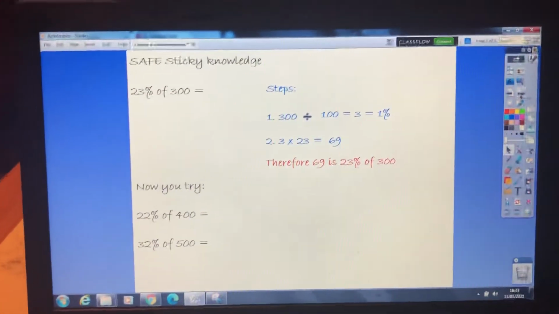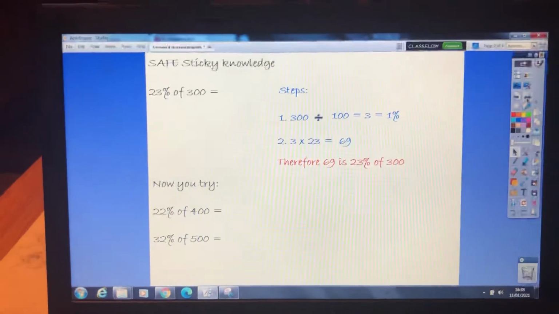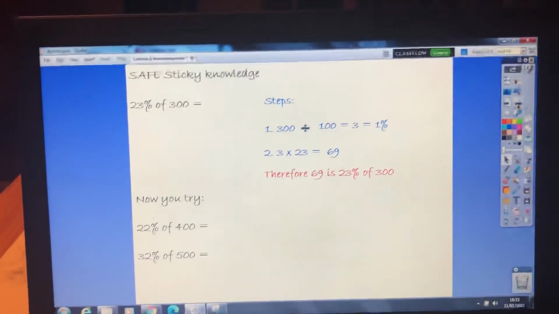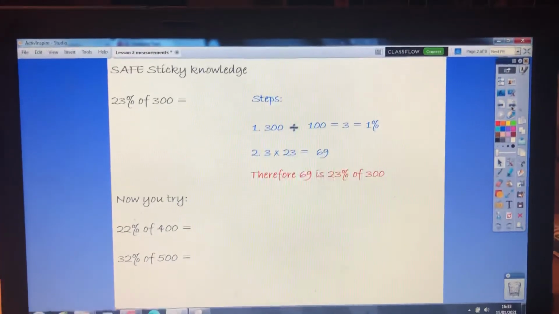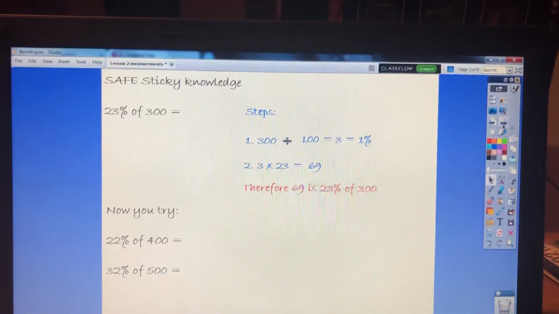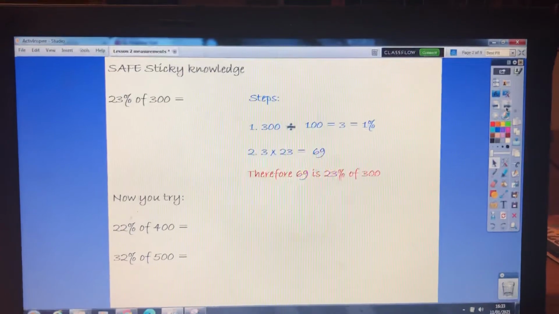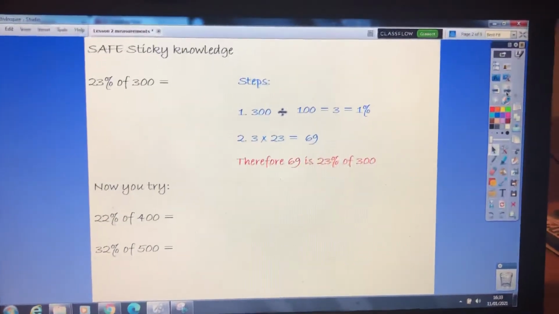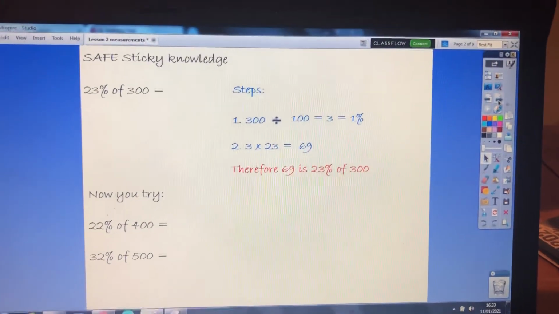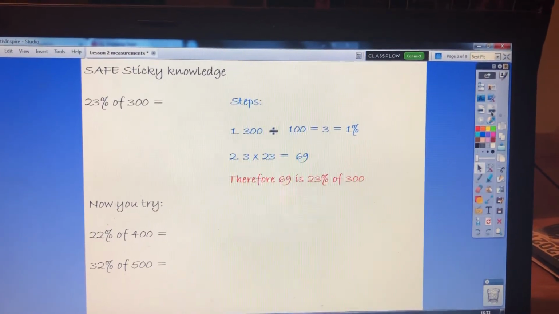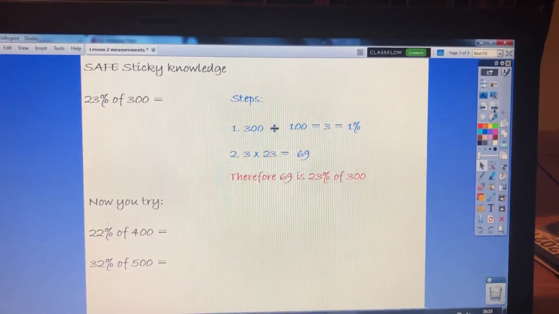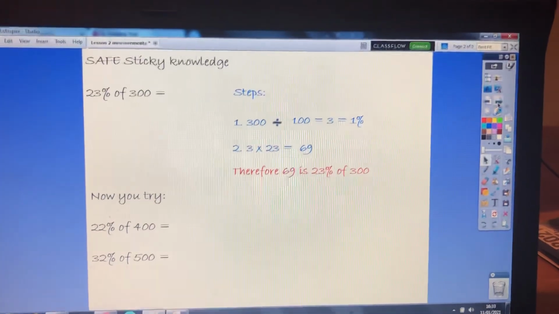Okay, the next sticky knowledge that we've got is finding percentages of a whole number. So I've put an example on the board and then I would like you to have a go at the next two. The first example is 23% of 300 and you need to follow these two steps. The first step I would like you to do is to find 1% of the number. So if you know 1% of a number, you can then find any other percentage.